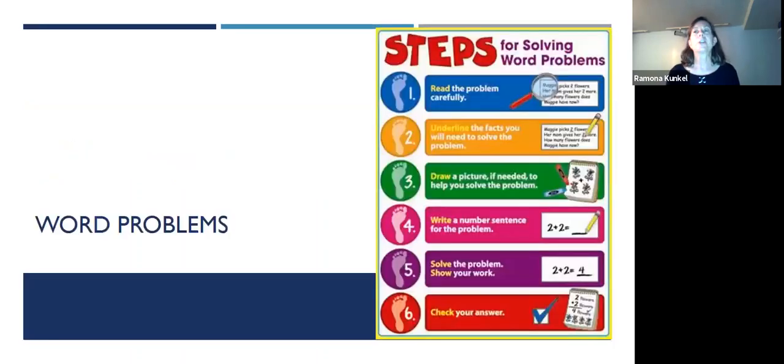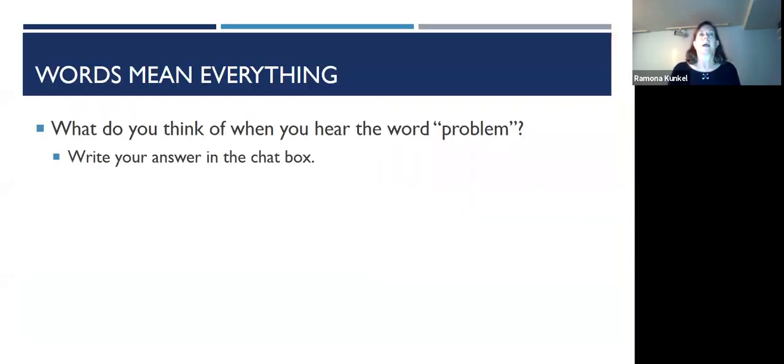Okay, so the crux of what I want to talk about is word problems. I attended a workshop and I found out that there's been a change in the K through 12 system with how word problems are being taught. So let me ask you this. What do you think when you hear the word problem? Write your answer in the chat.